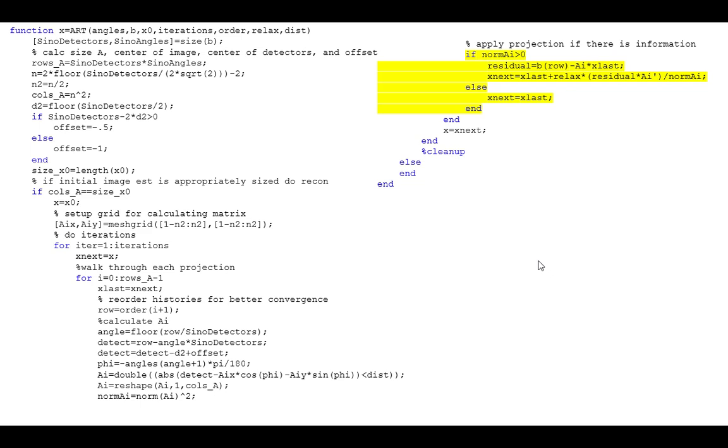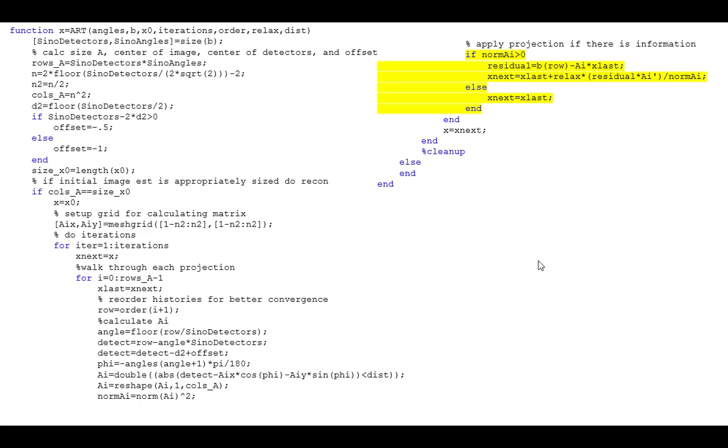So residual is pretty straightforward, right? B in its row position minus AI times whatever the X last is. So that's our residuals, and then X next will be the last X plus relaxation times residuals in the direction of AI, but AI was column vectors. Now you have a row vector, so you have to transpose it to get a column vector to put it into your image space. Then divide by norm AI to remove any scalings, which is just what we had on that previous slide.